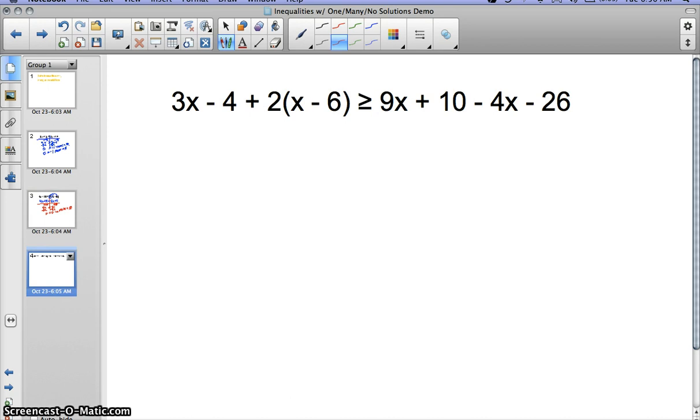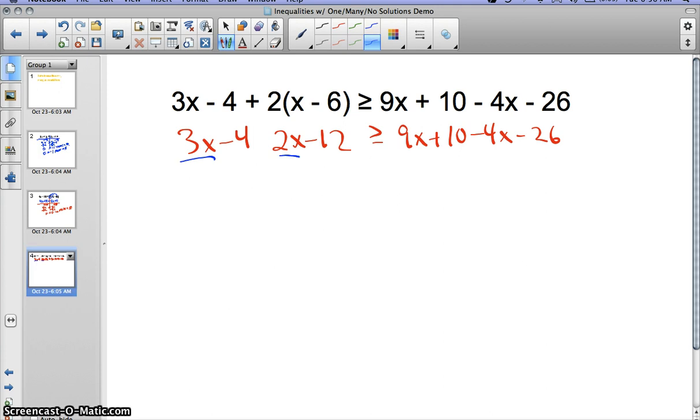Alright, so again, we have to simplify all this stuff. So I'm going to write 2x minus 12, 3x minus 4, greater than or equal to 9x plus 10 minus 4x minus 26. And I apologize for the marker being so loud. Alright, combine like terms on the left. 3x and 2x gives us 5x. Negative 4 and negative 12 gives me a negative 16. Greater than or equal to, switch colors, 9x minus 4x is 5x, 10 minus 26 is negative 16.